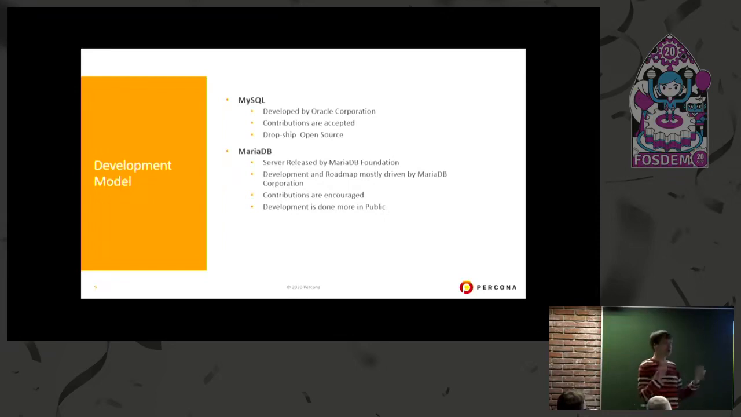But when a developer who has been doing that is not really interested in doing that anymore, the MariaDB Foundation, which is in charge of maintaining the server, is a relatively small company, right? They cannot really maintain everything which was contributed over the years. And development for MariaDB is done much more in public.